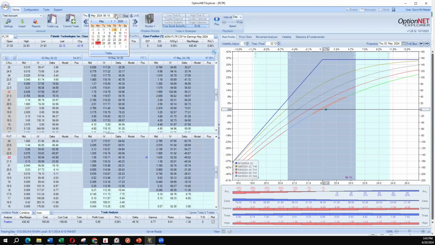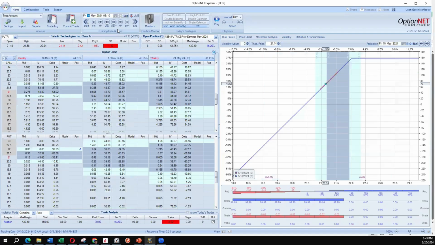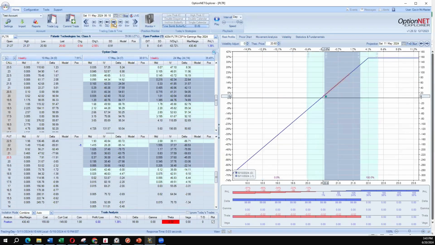So if we fast forward to the expiration day, which is actually the Saturday, you can see the stock did drop down to 20.60, so below the strike price that we sold the put at. So that gets assigned. We have to take ownership of 100 shares.